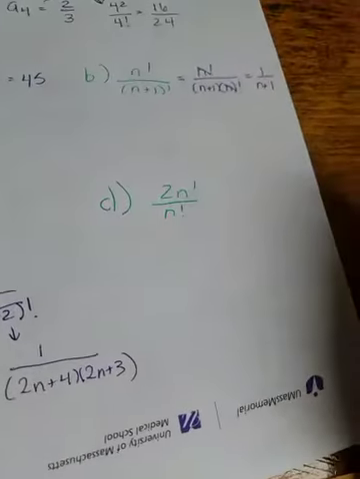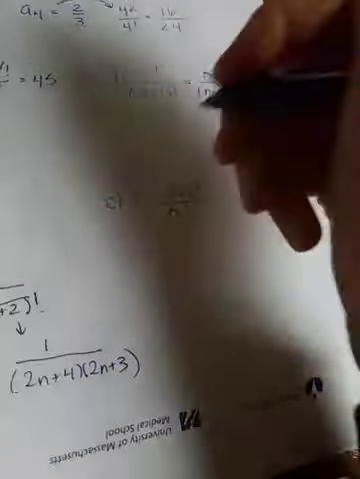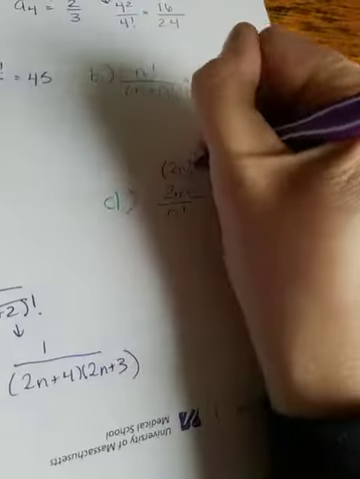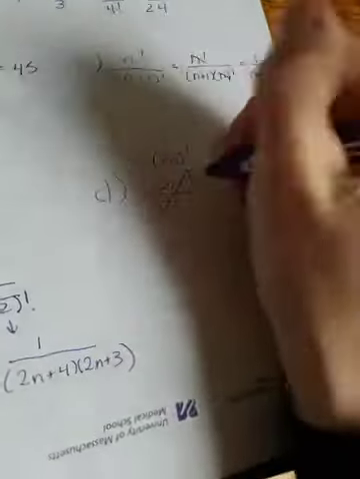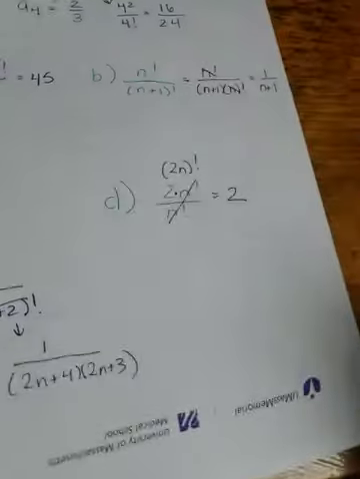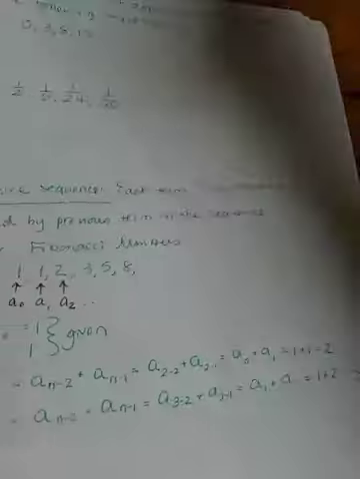D. Okay, so remember, that's 2 times n factorial. Don't confuse that with quantity 2n factorial. So those guys cancel out, and you're just left with 2. All right, and the last one for this part of the video.